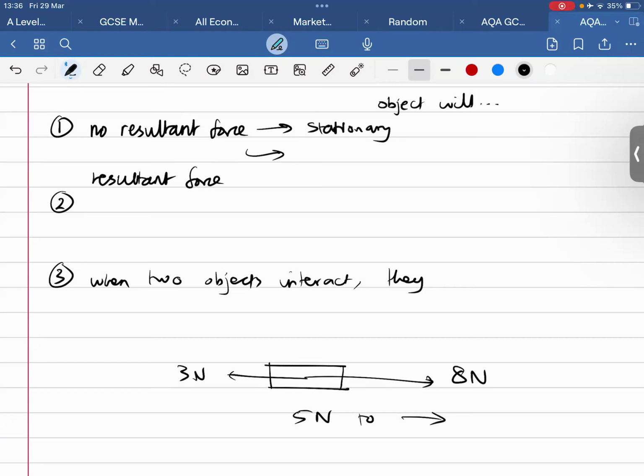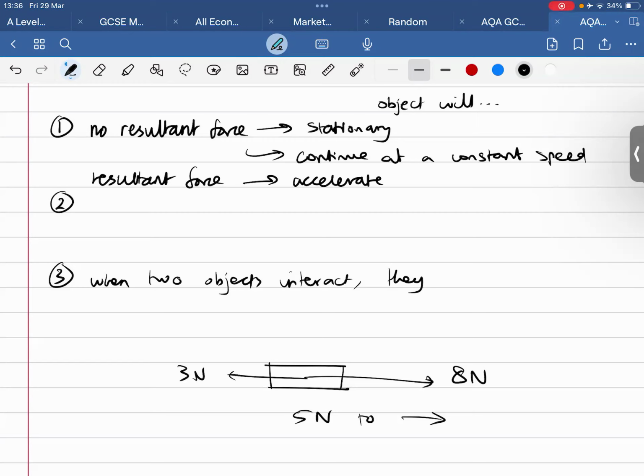Or it could also continue at a constant speed. An object can easily move if there's no resultant force, but it would just continue to move at the same speed which it was previously at. If there is a resultant force, the object would accelerate or decelerate. That's really important. You'll get it wrong if you say that if there's a resultant force, the object will move, because it won't just move, it will accelerate or decelerate. It will change its speed.